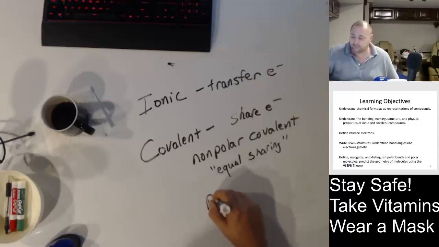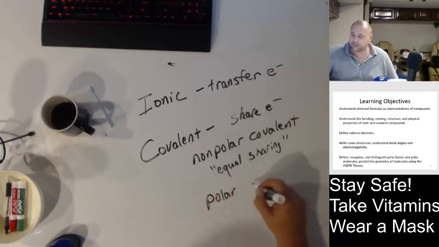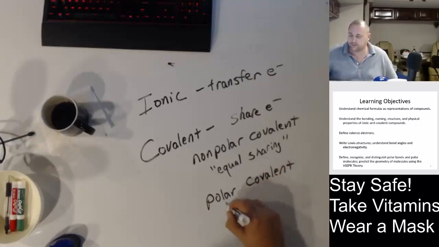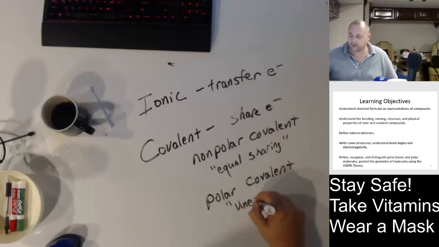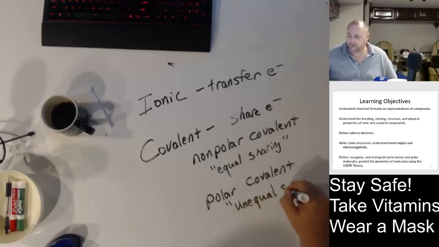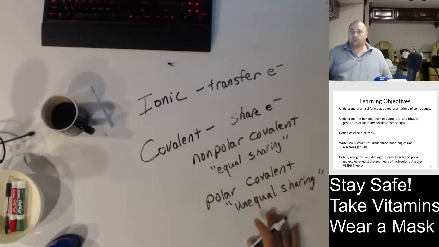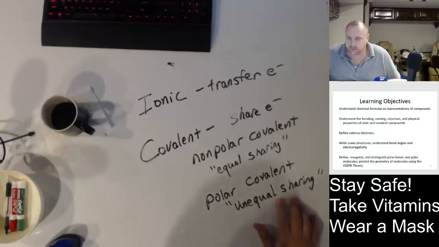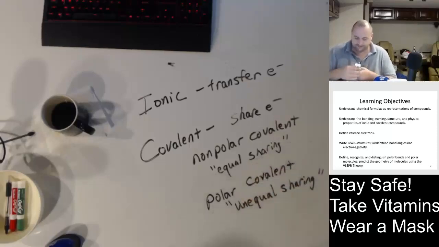All right. And then we've got polar covalent. Or unequal sharing. So we can use language on polar covalent that one of them has the electron longer or more often. You can also say the electrons are closer to it. Both are actually correct. It's kind of going on at the same time. So unequal sharing and equal sharing.